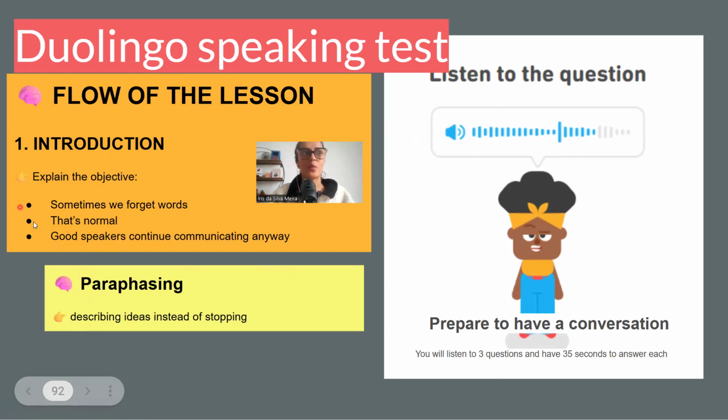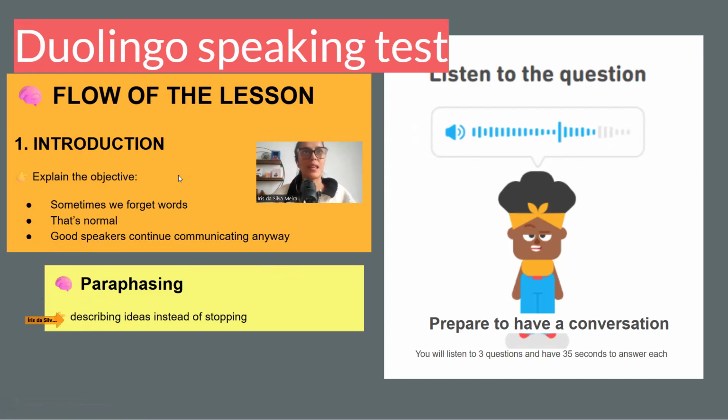If you are able to paraphrase, you are able to describe ideas instead of stopping speaking and freezing, as if you are unable to communicate just because you have forgotten one single idea.